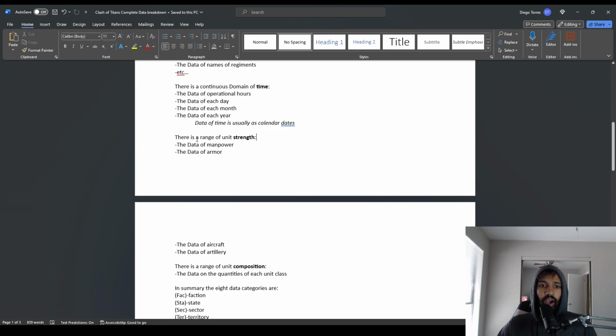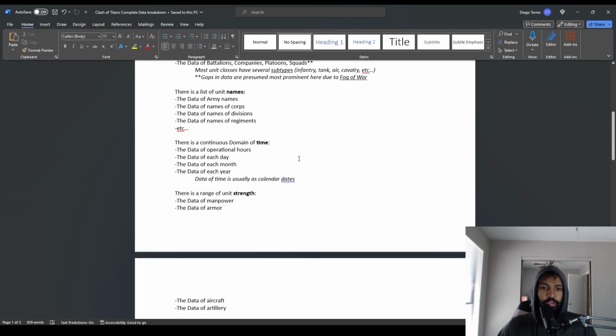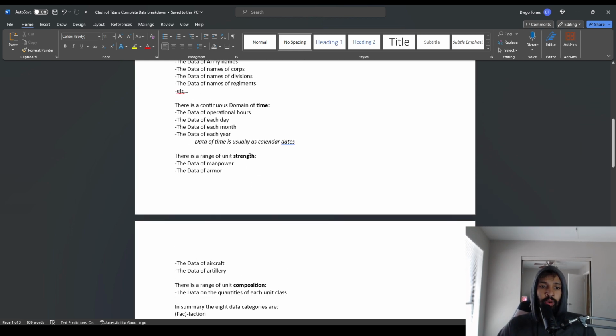Next, we have a range of unit strength. And this is probably the one that most people are familiar with. This is the one that I'm most familiar with, the one in which we're talking about manpower. How many troops fought in that battle? Battle of Stalingrad, the German 6th Army was encircled. You had 300,000 troops that were encircled at the time that the Soviets launched their winter offensive, right? Okay.